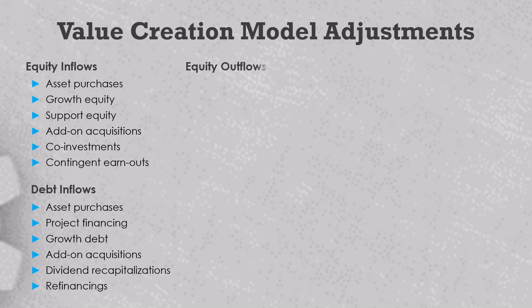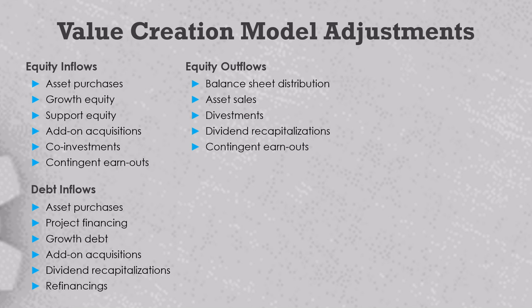There are equity outflows, including distributions from the company's balance sheet or the sale of assets like IP or PP&E, business unit divestments, dividend recapitalizations, and contingent earnouts after the exit.